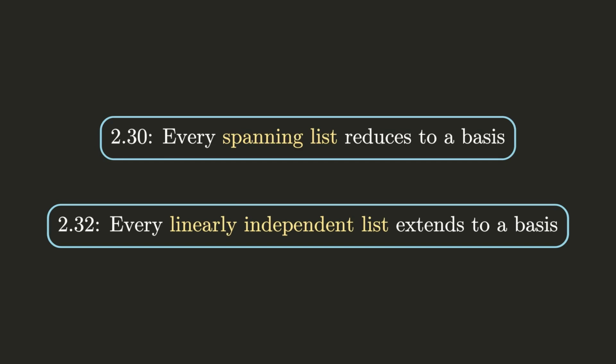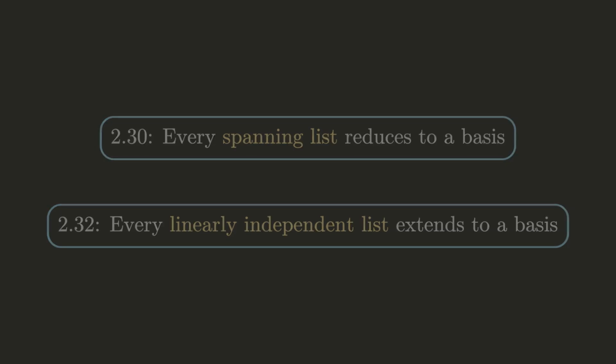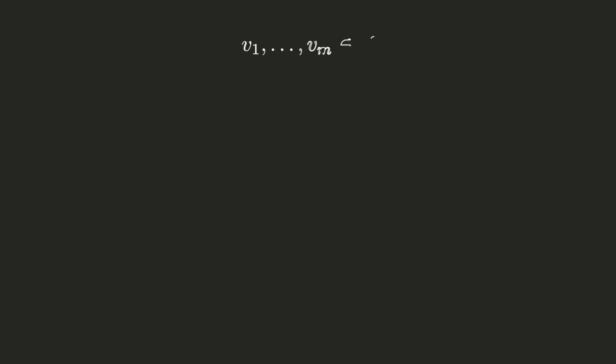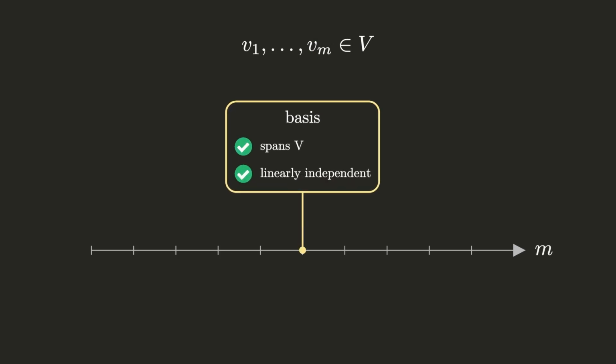The proof for 2.32 can be done similarly as well. Now let's try to visualize the concepts we've learned so far. Let's say we have a list of m vectors, and we use the number line to indicate the size of m. Now let's say the length of the basis of V falls on this point, which we denote by n.